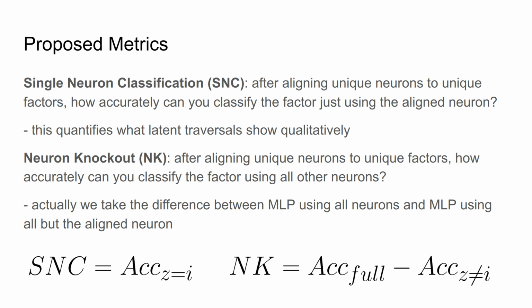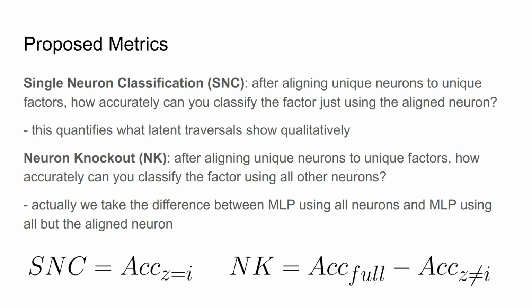This is a semi-formal definition at the bottom, where ACC of Z equals i means the accuracy using only neuron i, and then for NK, ACC full means with all neurons, and ACC of Z not equal to i means the accuracy using all neurons but the ith. And there are two metrics.